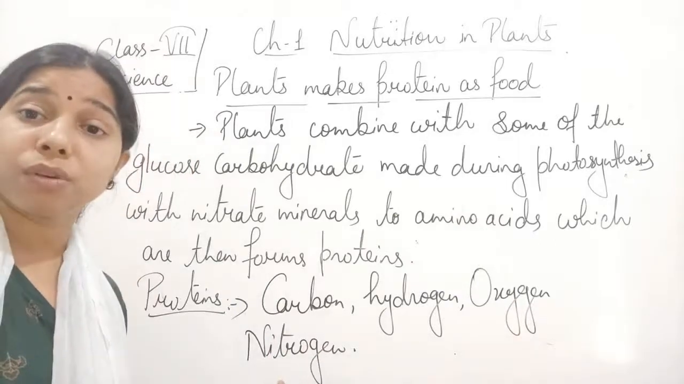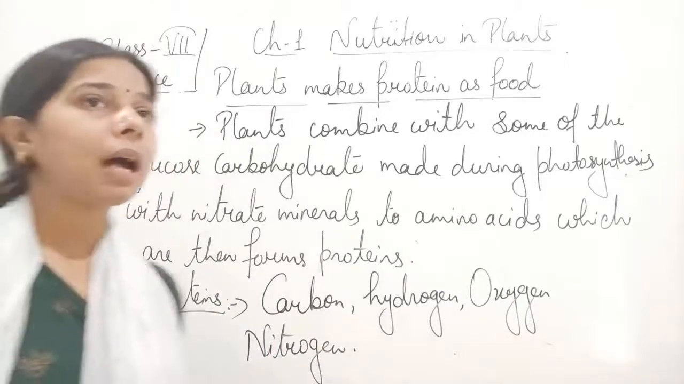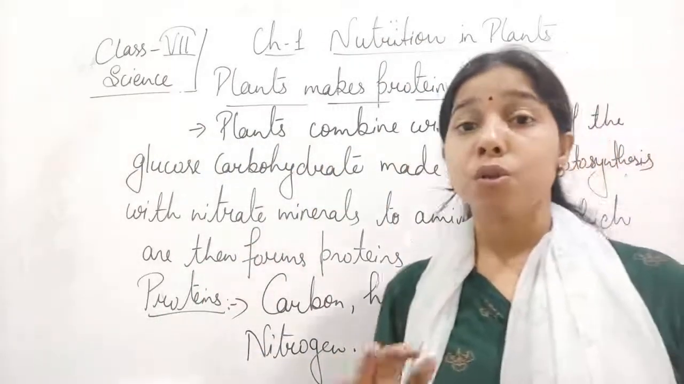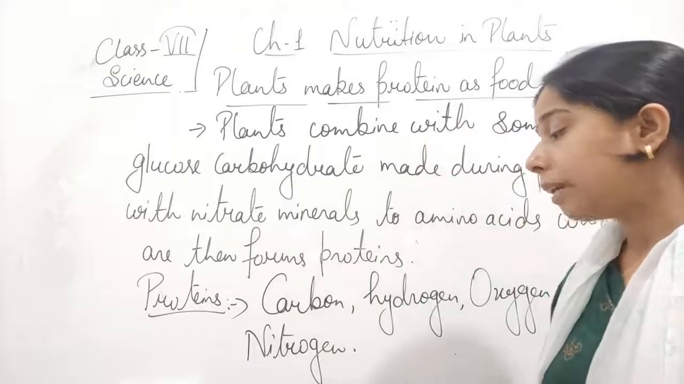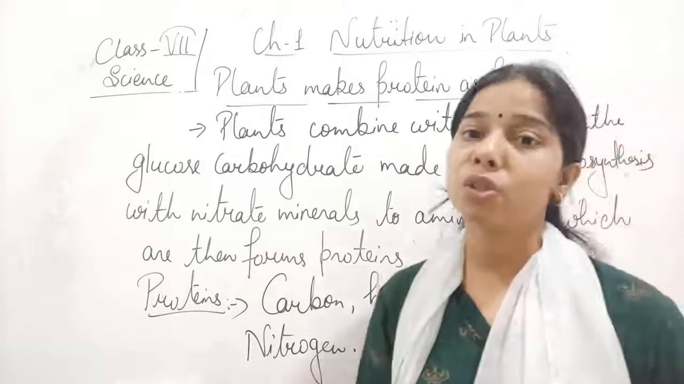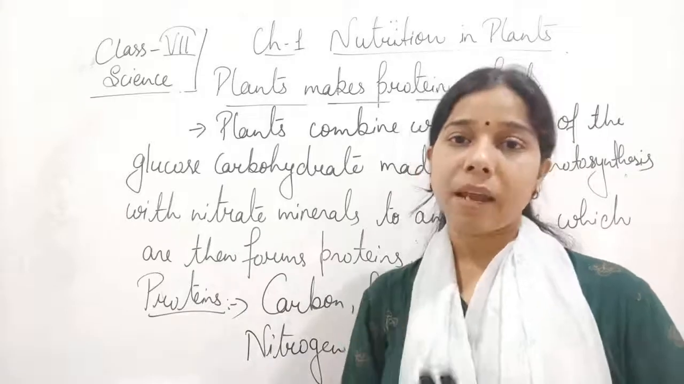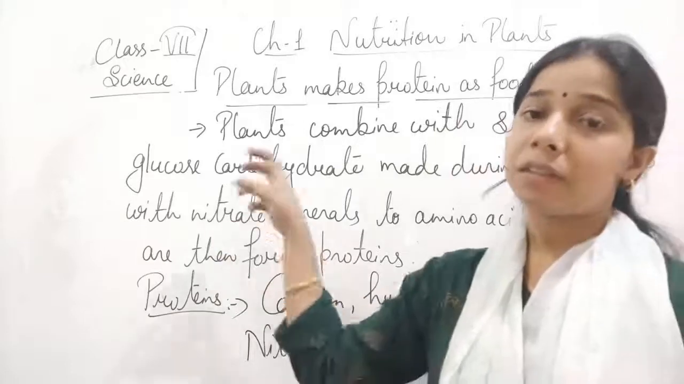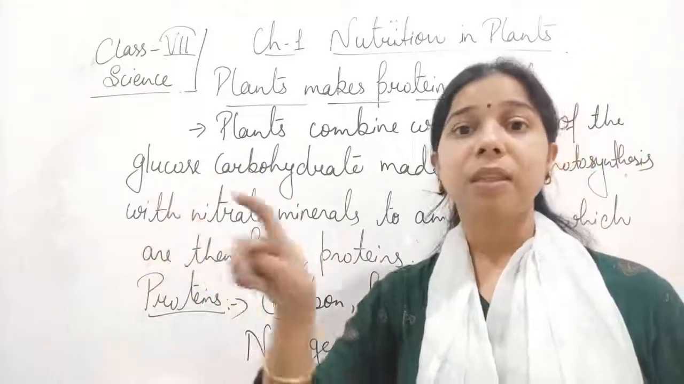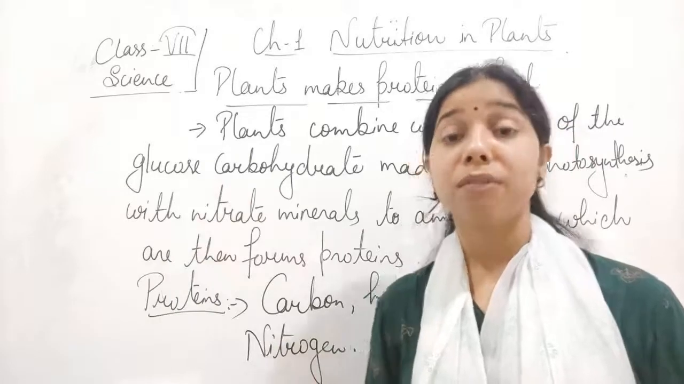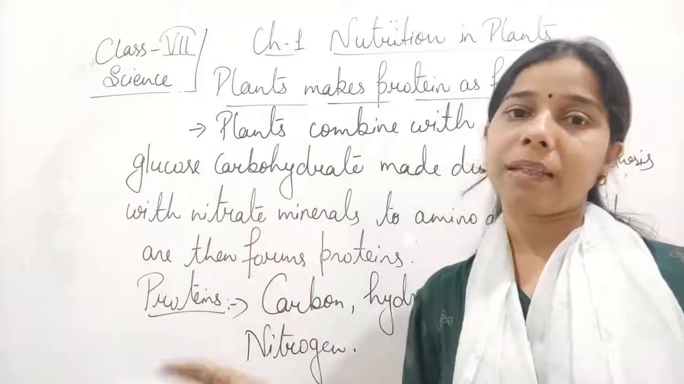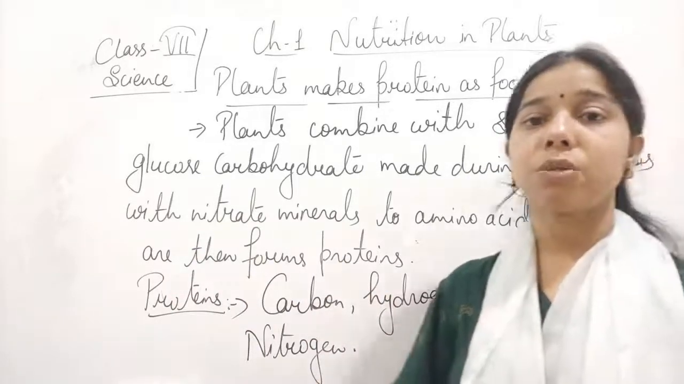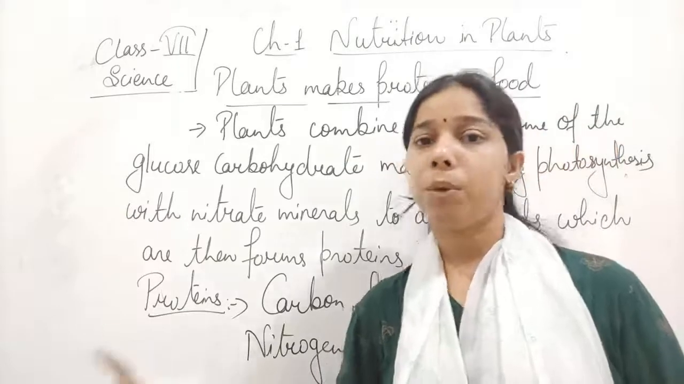There is a need of this nitrogen also, and plants are not able to get the nitrogen directly from the atmosphere. So they get this nitrogen with the help of the soil. It is the soil which provides the nitrate mineral, and this nitrate mineral mixes with the carbohydrate, the glucose which is made by photosynthesis, and ultimately this helps in making protein, students.